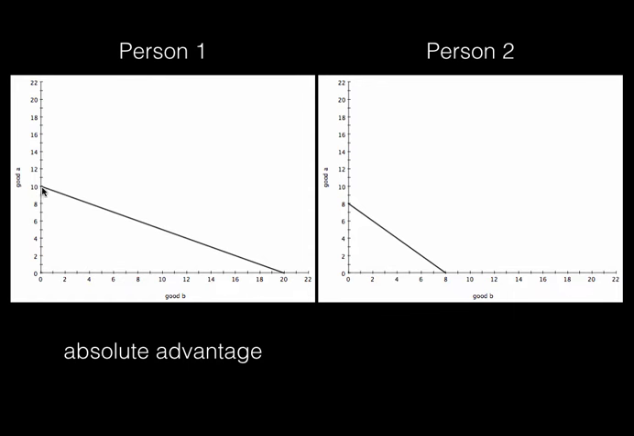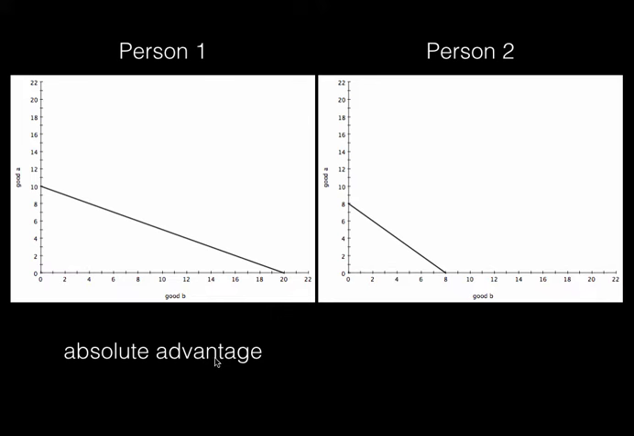So for a given amount of resources, person 1 can produce 10 units of A, person 2 can only produce 8, which means person 1 has an absolute advantage in A. And in this case, they also have an absolute advantage in B. They can produce 20 with a given amount of resources, and person 2 can only produce 8. So in this case, person 1 has an absolute advantage in both goods.